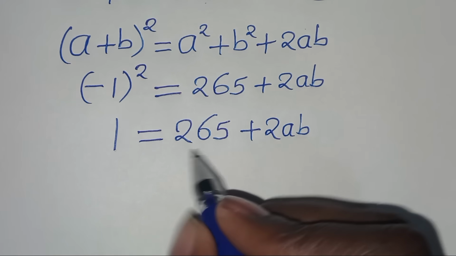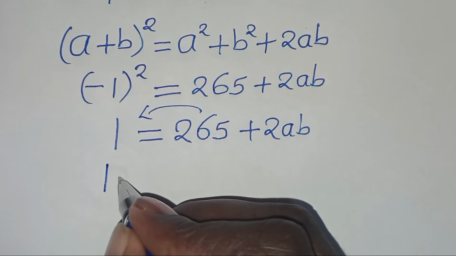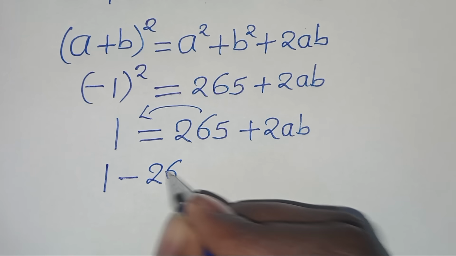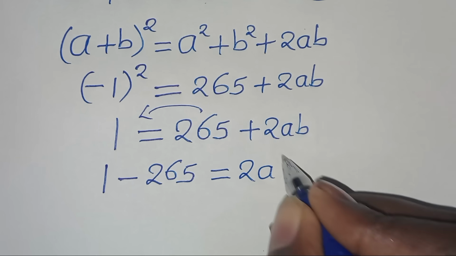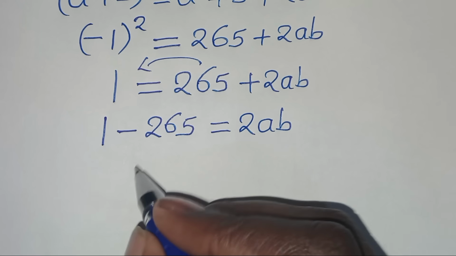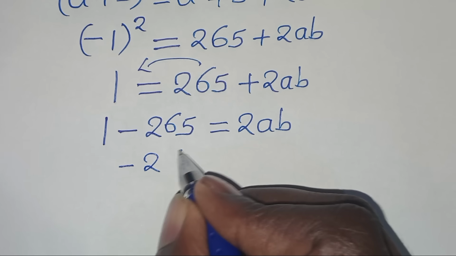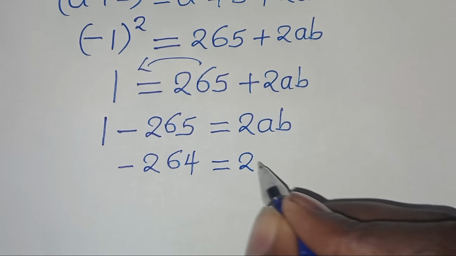Now let's take 265 to the left hand side so that we have 1 minus 265 equal to 2ab. Now 1 minus 265 is negative 264. This is equal to 2ab.